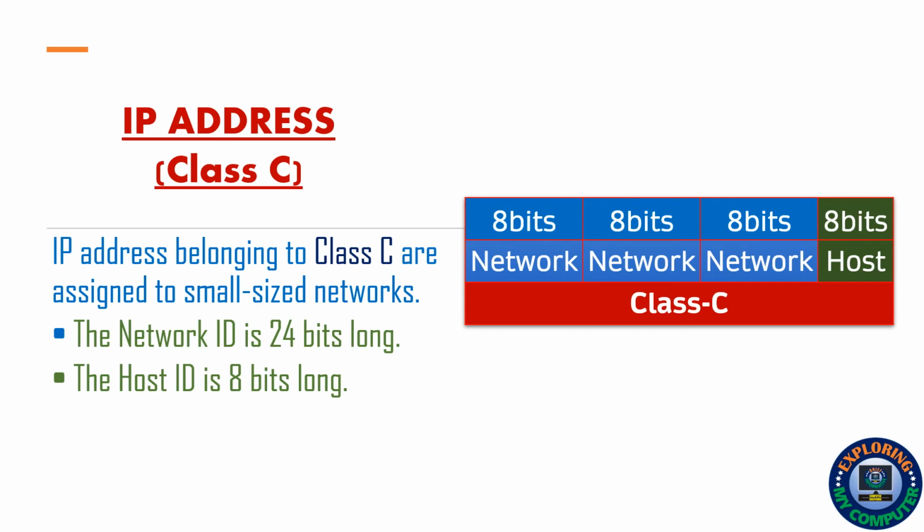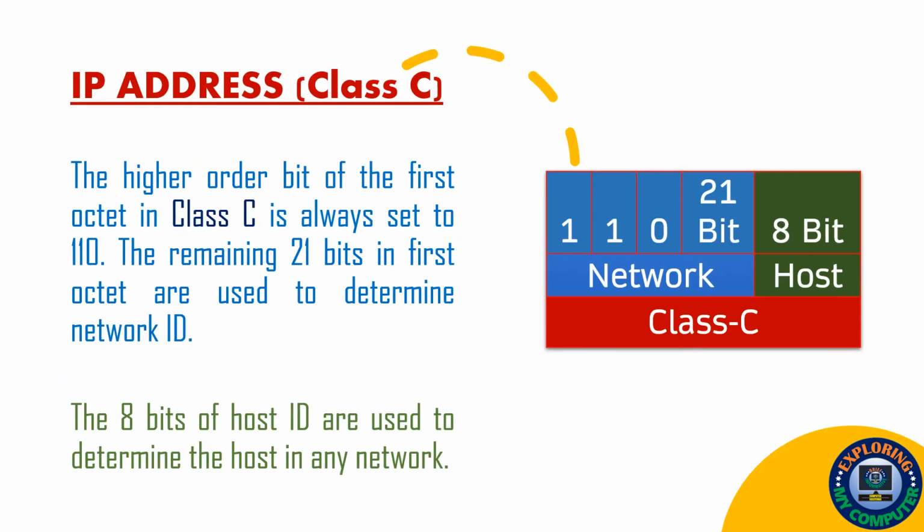IP addresses belonging to Class C are assigned to small sized networks, that is, the network ID is 24 bits long and the host ID is 8 bits long. The Class C diagram is shown here. The higher order bits of the first octet in Class C are always set to 110. The remaining 21 bits are used to determine the network ID. The 8 bits of host ID are used to determine the host in any network.